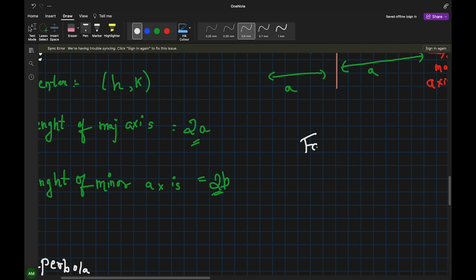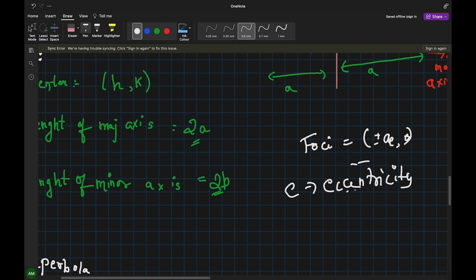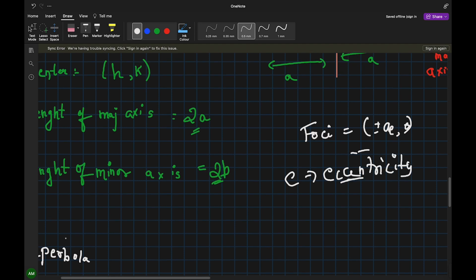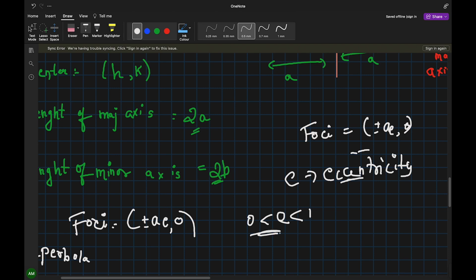Now one more thing, foci. This is required. Foci of an ellipse is plus or minus ae, 0. e is nothing but eccentricity. So foci of an ellipse is, I'll write it neatly. And just so that you know, e for an ellipse always lies between 0 and 1.